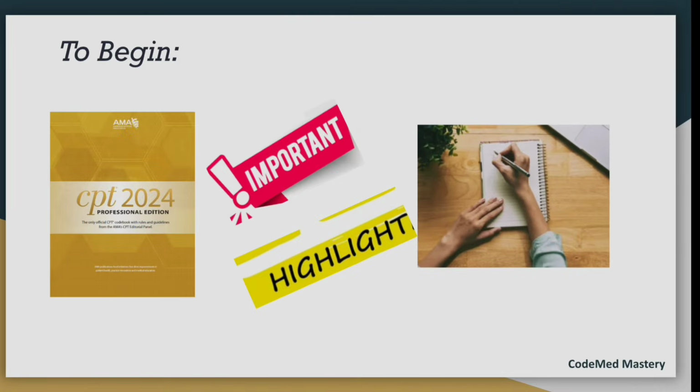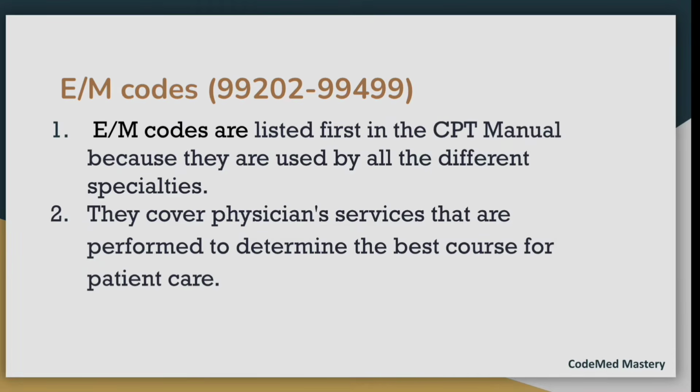To begin, keep your CPT book ready and highlight important guidelines and codes in your CPT book. And you can pause the video and also take notes. E&M codes, that is Evaluation and Management Codes, range from 99202 to 99499. E&M codes are listed first in the CPT manual because they are used by all the different specialties.